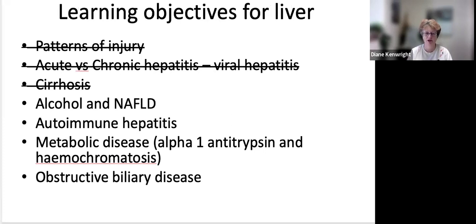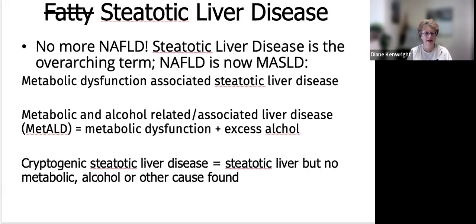Now, let's think about some new material. Here we go. We've moved on. I know that you have learnt a little bit about alcohol and non-alcoholic fatty liver disease, but no more NAFLD, right? We don't have NAFLD anymore. We have a new terminology. We have steatotic liver disease. So steatotic liver disease can be caused by alcohol or metabolic dysfunction or metabolic dysfunction plus alcohol, or we don't know why, cryptogenic.